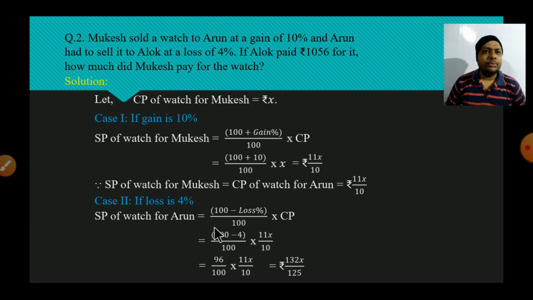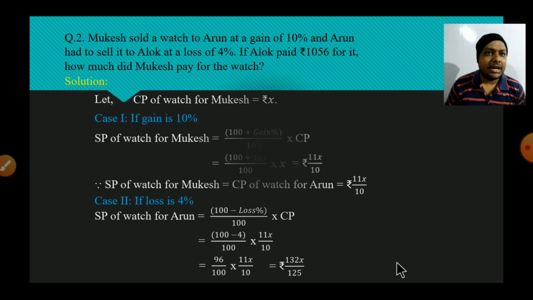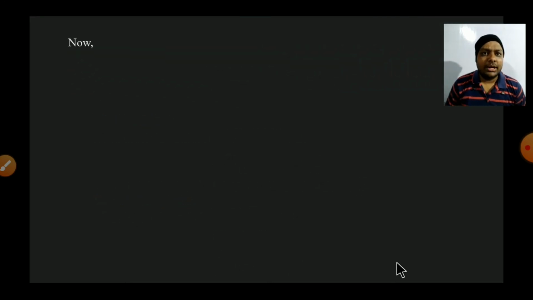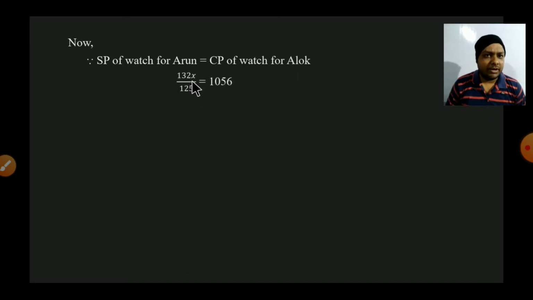Okay. Understood? Now, same as if Arun has sold this watch to Alok and Alok already paid this, it means the CP of watch for Alok will be 1056. It means both will be equal now. Let's see in another slide here. So here you can see that SP of watch for Arun is equal to CP of watch for Alok. So SP of watch for Arun, we will add 132X by 125, and since Alok has already paid it, it means 1056. Now we have to find the value of X.